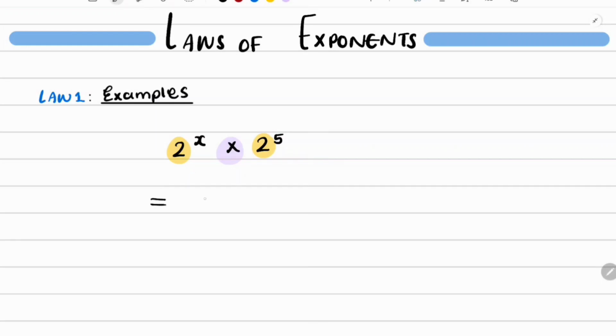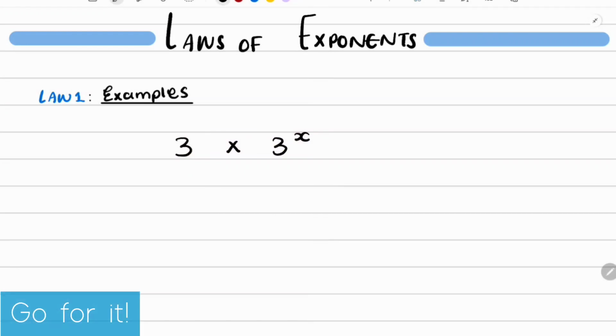So this is going to be equal to 2 to the power of the exponent we have is x and then plus 5. So that is x plus 5. And of course, they are not like terms, so we cannot add them together just like you cannot add a dog and a cat. So this is our answer.